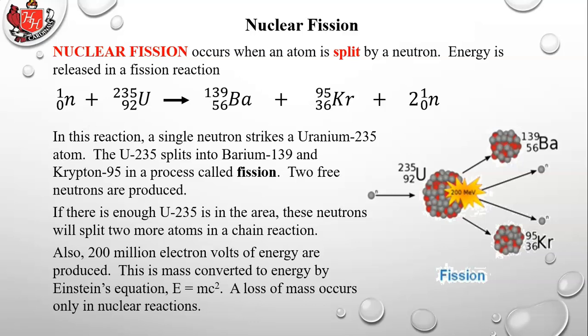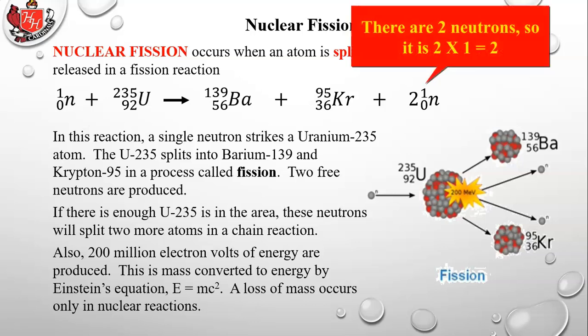So if we look at that, remember that in a balanced nuclear equation, the mass numbers have to balance. On the left side of the arrow, we have 1 plus 235, which equals 236. And over on the right side of the arrow on the top line, we have 139 plus 95 plus 1, and that also equals 236. So the mass numbers balance on both sides.